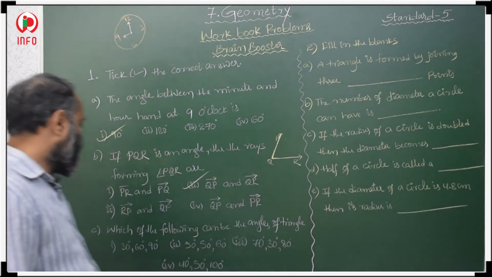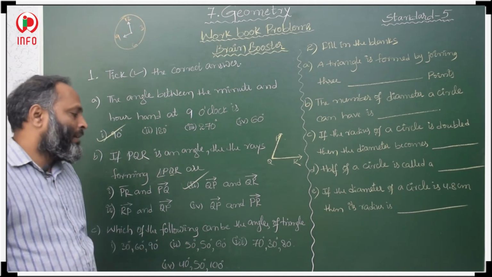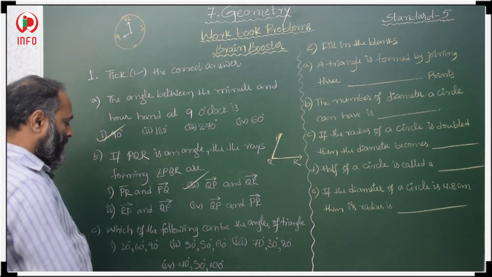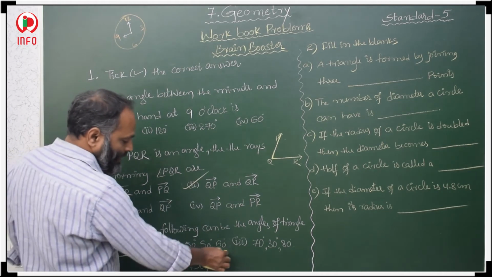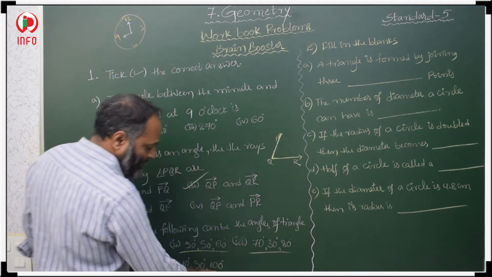Okay, now the next: which of the following can be the angles of a triangle? Here the first set is given, second set, third set of angles, fourth set of angles.